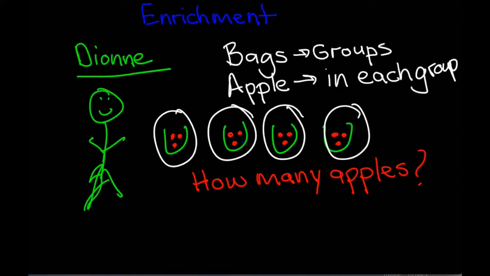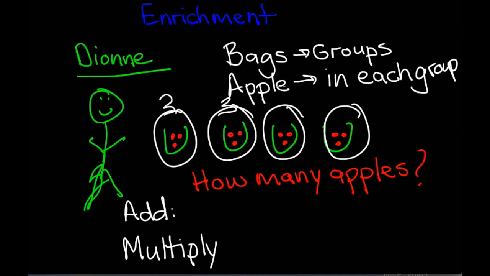So I know that I can use repeated addition. I can add those numbers. Or I can multiply. So let's talk about both of those. If I'm going to add, I'm going to be adding 3 plus 3 plus 3 plus 3. So I can just do 3 plus 3 plus 3 plus 3.